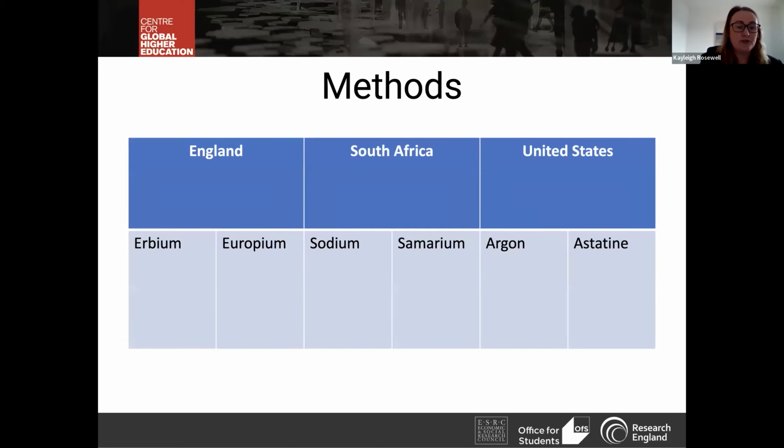Here I've just included our institutional pseudonyms, and actually coming up with these was quite challenging. The types of things that we were coming up with were just too revealing or just weren't culturally appropriate, and we went back and forth on this for quite a while, until Mags came up with this brilliant suggestion of using chemical elements. So here we have our two universities in England, Erbium and Europium. We have our two universities in South Africa, Sodium and Samarium. And we have our two universities in the US, Argon and Astatine.